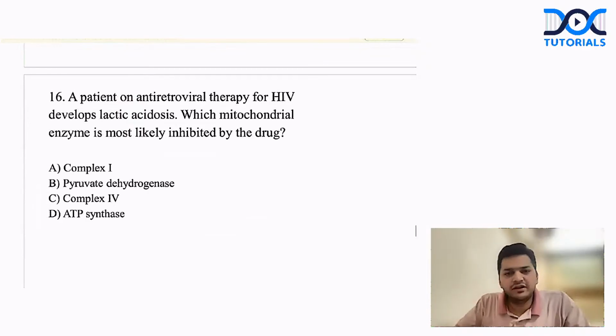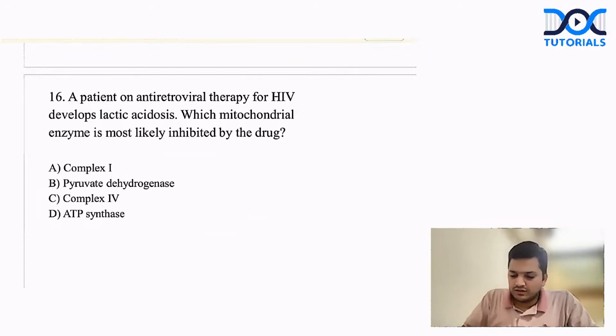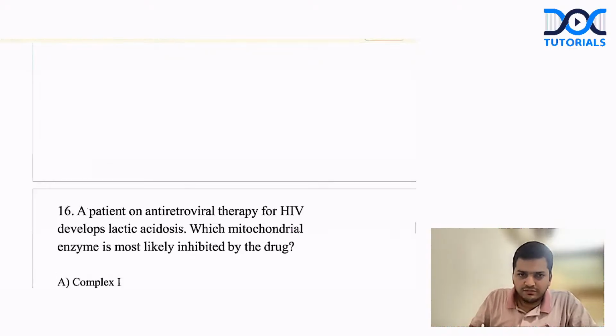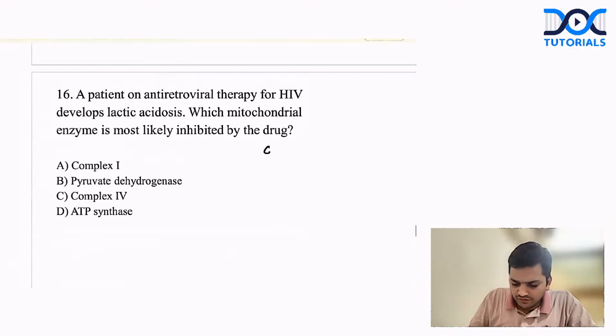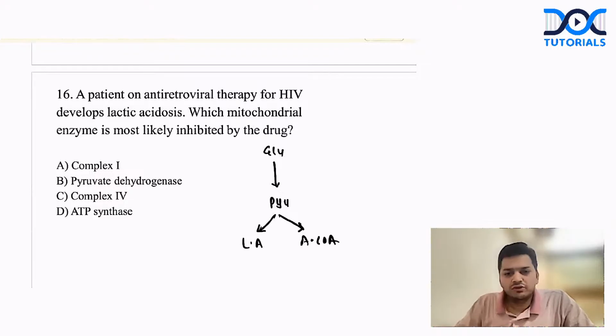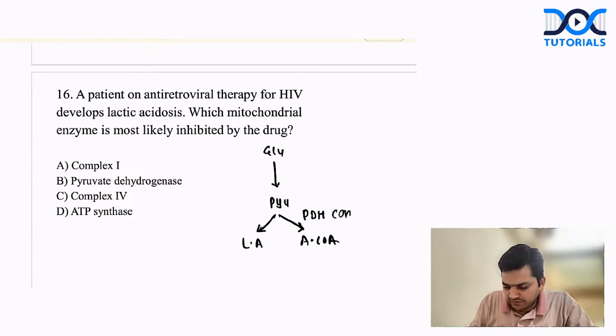A patient on antiretroviral therapy for HIV develops lactic acidosis. Which mitochondrial enzyme is most likely inhibited by this drug? Actually, we have discussed the same concept when we discussed the earlier question about beriberi, the vitamin B1, if you remember. The glucose that we are eating converts into pyruvate. The pyruvate has two options. It can convert into lactic acid or can convert into acetyl-CoA. To convert the pyruvate into acetyl-CoA, we require the enzyme that is the PDH complex.